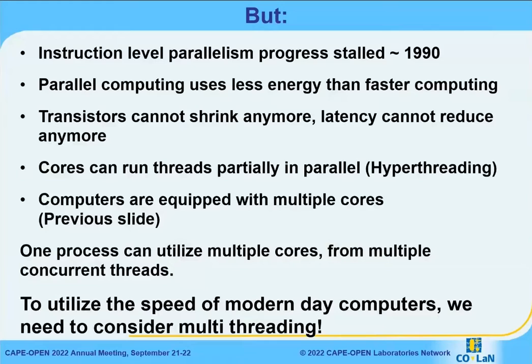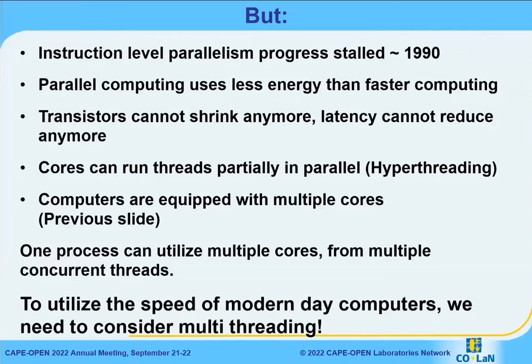It turns out also that parallel computing uses less energy than faster computing. Essentially, if you take 2 bits that flip at a certain rate, compared to 1 bit that flips at double the rate, the 1 bit that flips at double the rate is just using more energy and therefore also producing more heat. And getting rid of heat in computer chips is of course one of the bigger challenges at the moment.